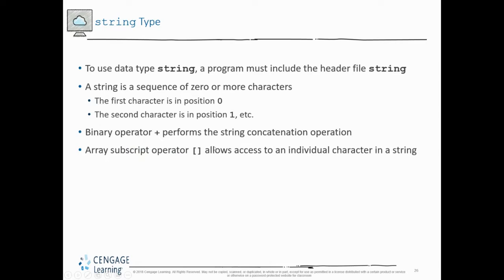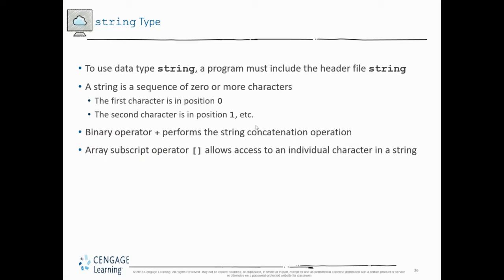All right, and then closing this chapter out is more stuff on strings. So to use a data type string, a program must include the header file string, right? We went through that several chapters ago. A string is a sequence of 0 or more characters. We know that the first character is in position 0, the second is in 1, etc. We know that binary operator plus performs the string concatenation.